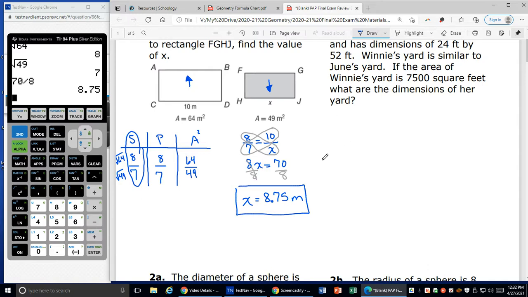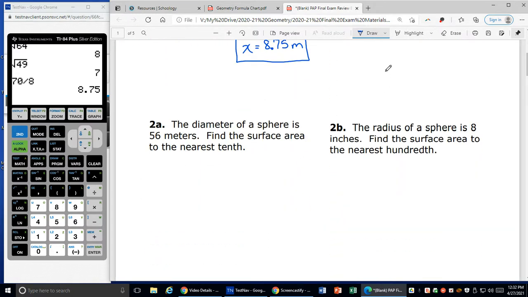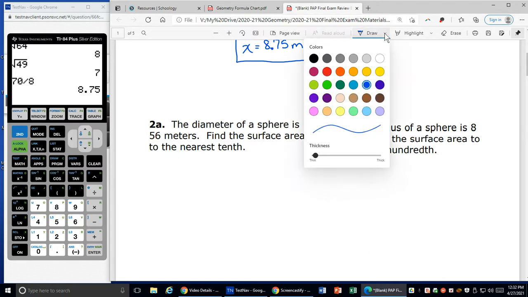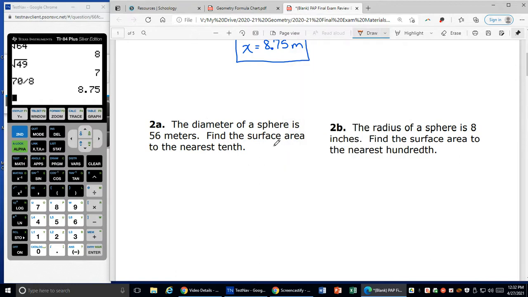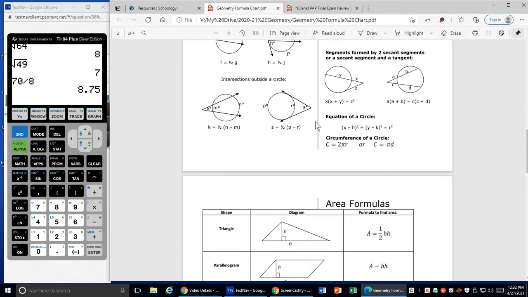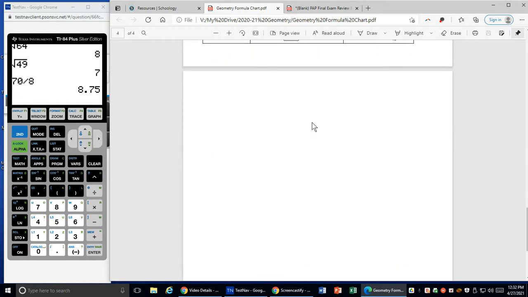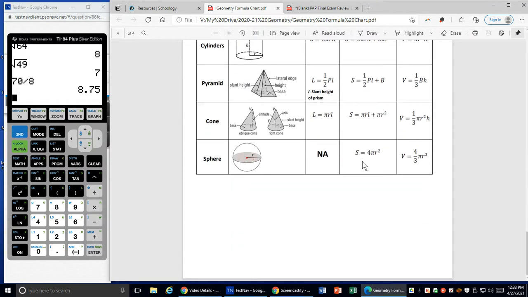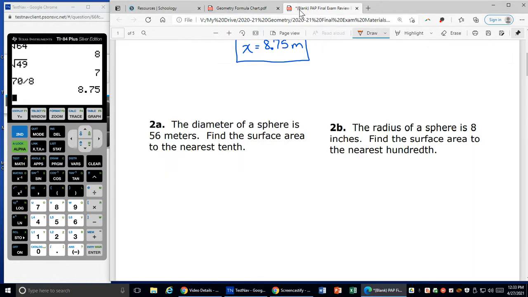All right, let's look at 2A. The diameter of a sphere is 56 meters. Find the surface area to the nearest tenth. For this one, I'm going to be looking for the surface area of a sphere, which means I'm going to grab my formula chart, which I've already downloaded and have open. And I want the surface area of a sphere, which is 4 pi r squared. So my surface area equals 4 pi times my radius squared.